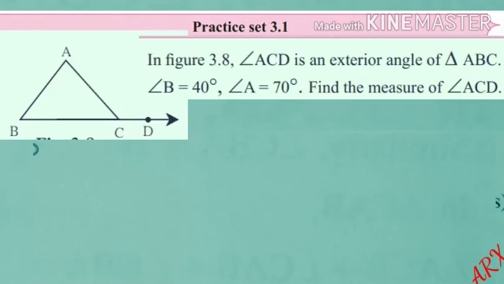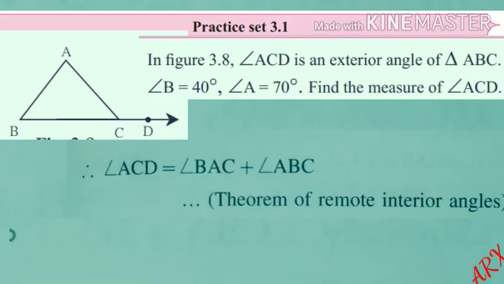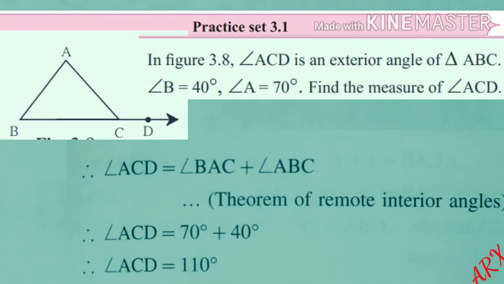Now, if we observe the figure, angle ACD is an exterior angle of the triangle. Hence, by the remote interior angle theorem, angle A and angle B are its remote interior angles. Therefore, angle A plus angle B equal to angle ACD. After putting values, we will get angle ACD equal to 40 plus 70. Therefore, angle ACD equal to 110.